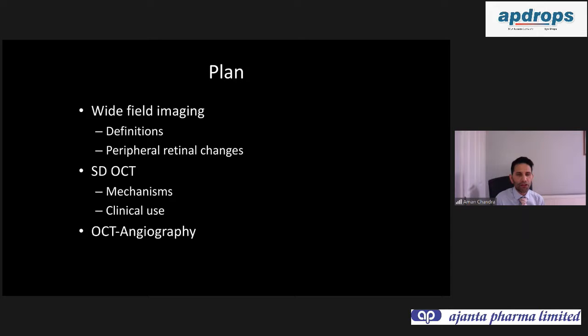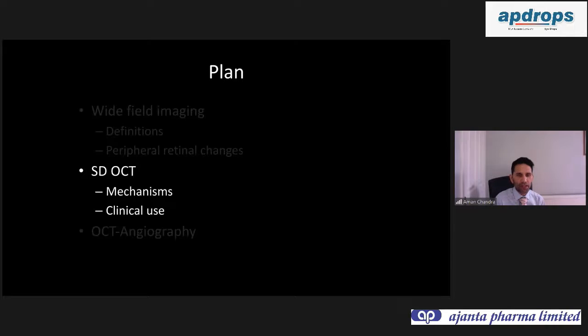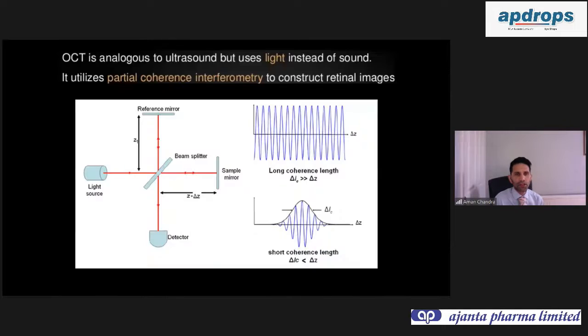So I've briefly talked about wide field imaging now. And now I shall move on to OCT, in particular spectral domain OCT, and I'll talk about their mechanisms and their clinical use. So many of you will already be aware of OCT, but OCT is analogous to an ultrasound, apart from it uses light instead of sound. And it uses partial coherence interferometry to construct a retinal image.